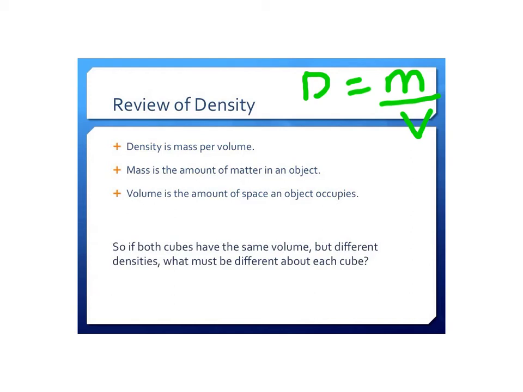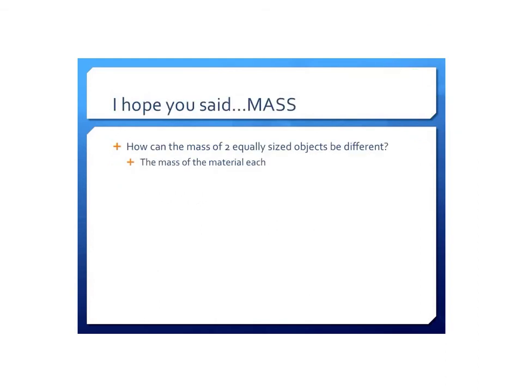So the question here is, if both cubes have the same volume but different densities, what must be true about each cube? So let's look at this again. If both cubes have the same volume, okay, so this is equal. I should put a little equal sign there. But this is different. What about this? Which one of these variables is going to have to be changed? So I'm hoping you're saying that, well, each block must have a different mass. Okay, so the masses are different. So there we go. It says, I hope you said mass.